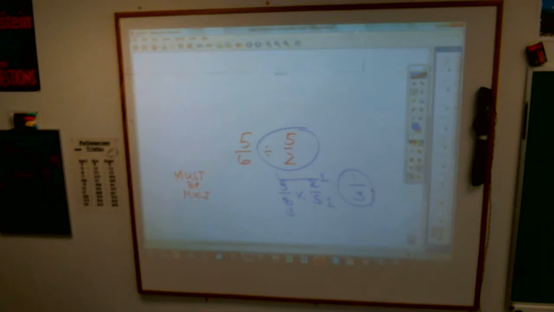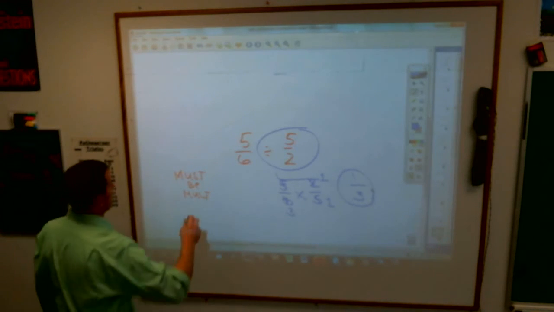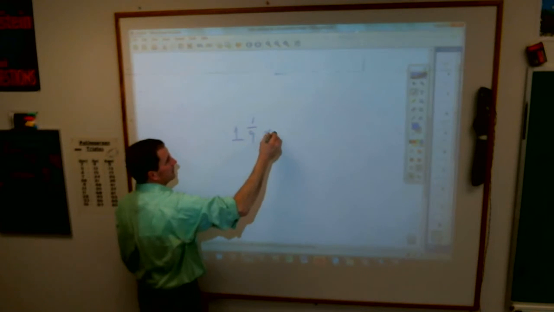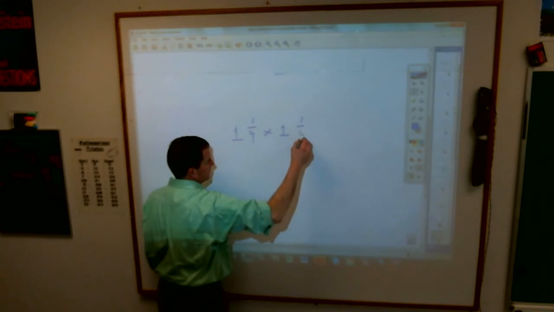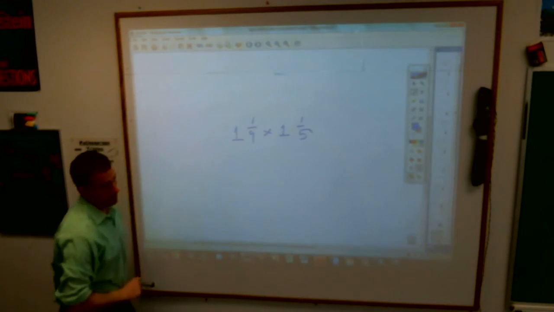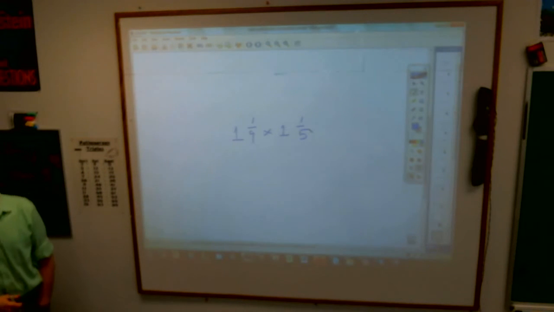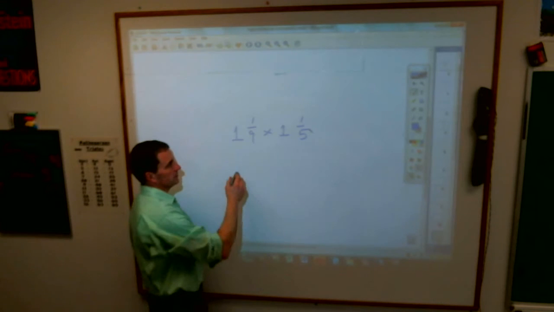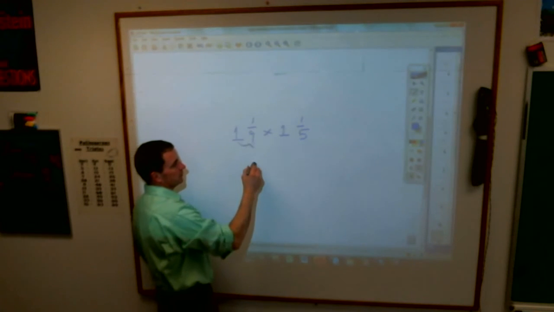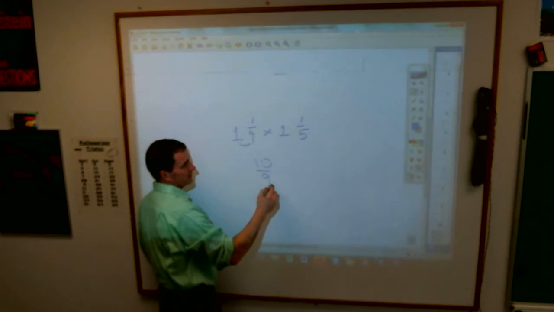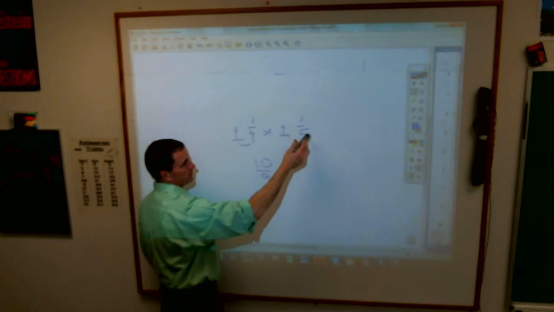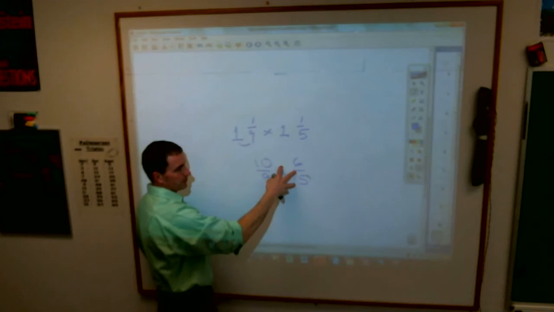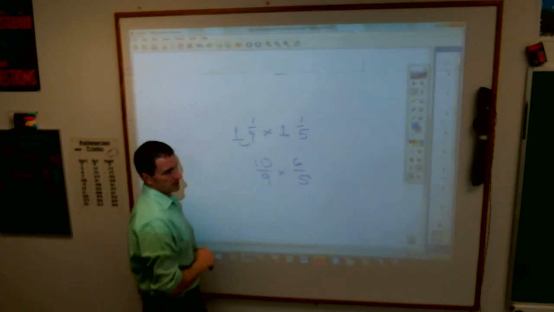What about mixed numbers? 1 1/9 times 1 1/5. 1 1/9 times 1 1/5. Can I cross cancel those? Yes and no. I can't cross cancel until you make them improper fractions. 1 times 9 is 9 plus 1. You end up with 10 ninths. 5 times 1 plus 1 is 6/5. Once you get to this point, then you can cross cancel.